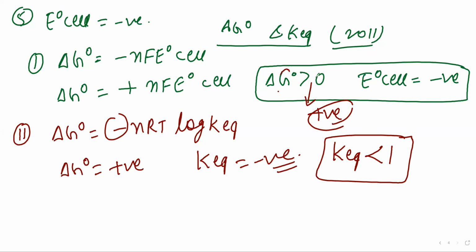So this is the answer. Delta G naught is positive if delta G standard cell is negative, and K equilibrium will be negative for this case. So this is the answer. Write it.